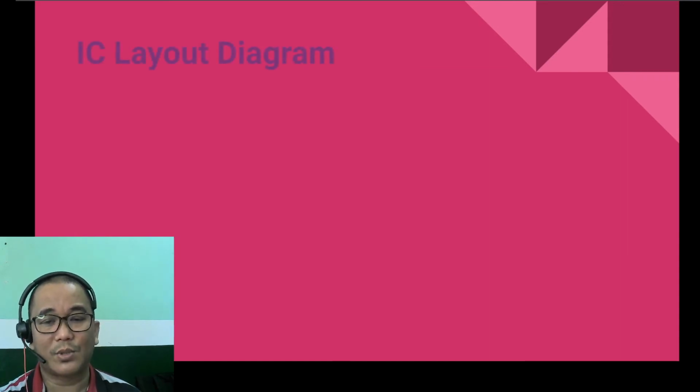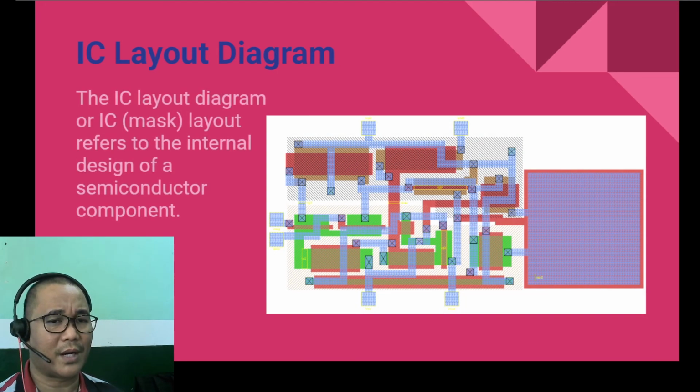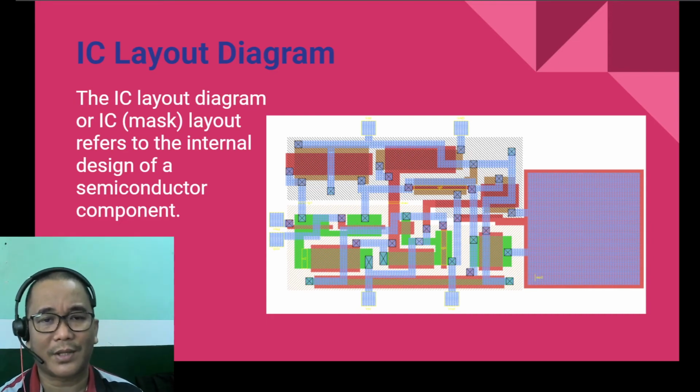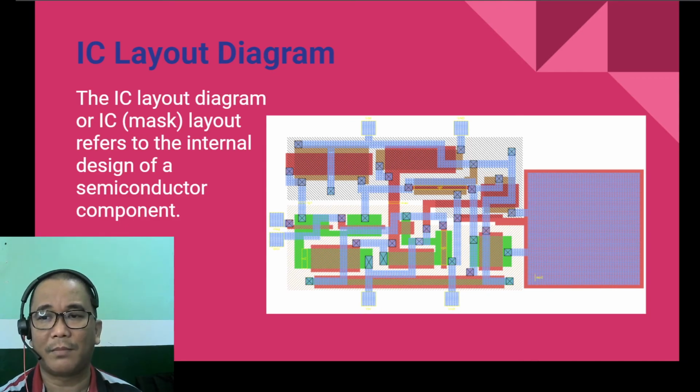And the last one is what we call the IC layout diagram. The IC layout diagram or IC mask layout refers to the internal design of a semiconductor component. It is made up of multiple layers or masks of metal, oxide, and semiconductor materials to form an integrated circuit or IC. It represents the geometry as well as the size of different semiconductor layers and their connections. It describes the internal structure and is used in manufacturing and designing integrated circuits.